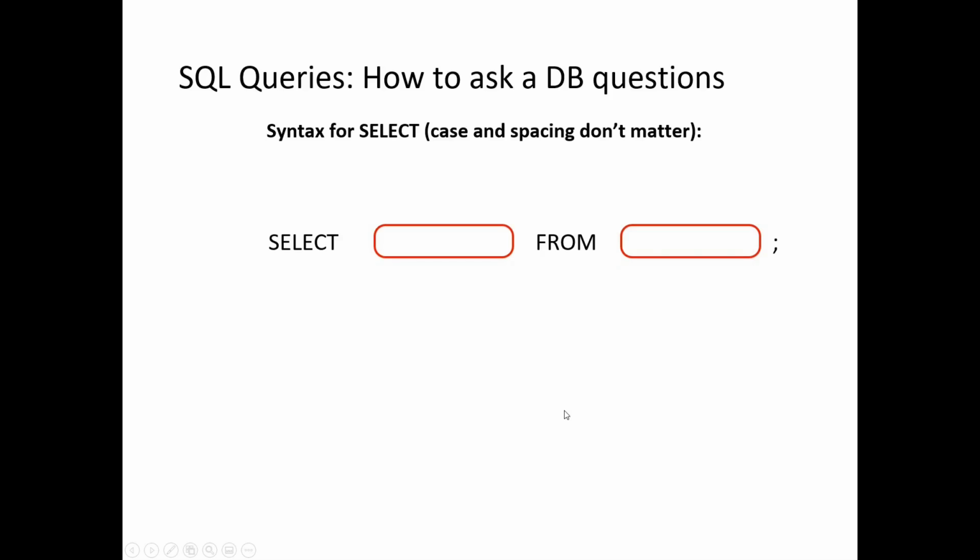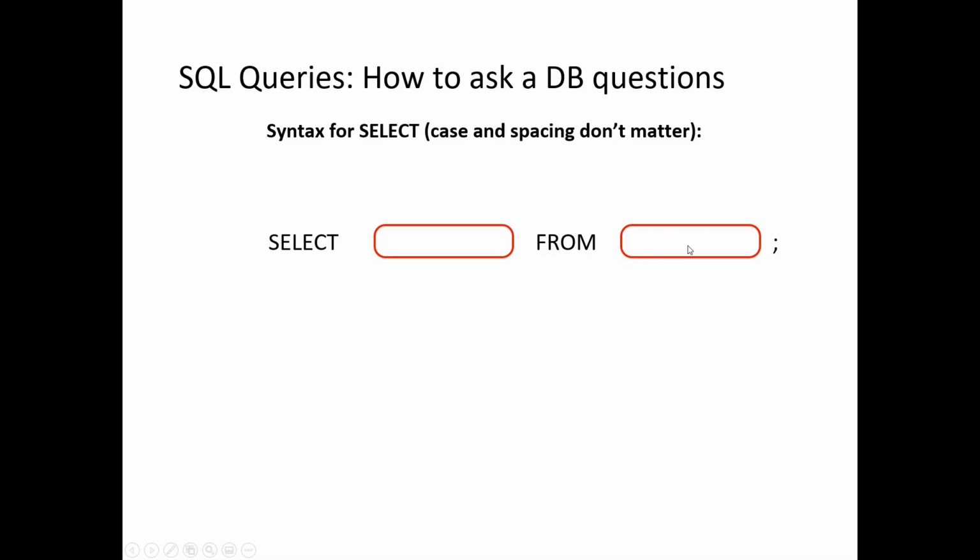Okay, so the syntax for formulating an SQL query is very specific. These words must come in the right order. But please notice that case and spacing don't actually matter. So the keyword is going to be select. This is the one that's going to let me choose columns. From, and this is the one that's going to let me choose the table.